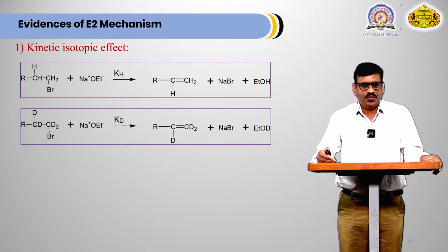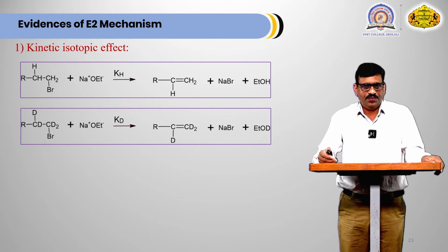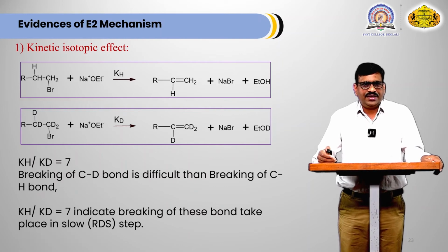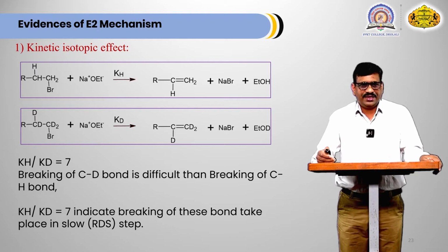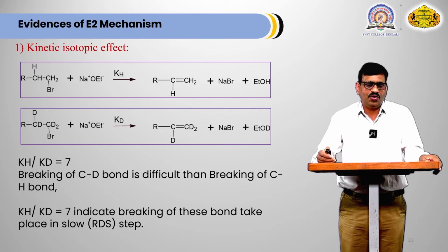If the rate of both reactions is equal, then we can say that breaking of the C-H or C-D bond is taking place in a fast step. In E2 elimination, kH upon kD is equal to 7. This means that the first substrate reacts 7 times faster than the second substrate. Hence, we can say that breaking of the C-H or C-D bond is taking place in the slow step, because we know that the energy required to break the C-H bond is much less as compared to the energy required to break the C-D bond.